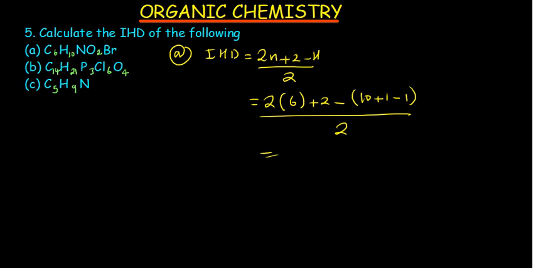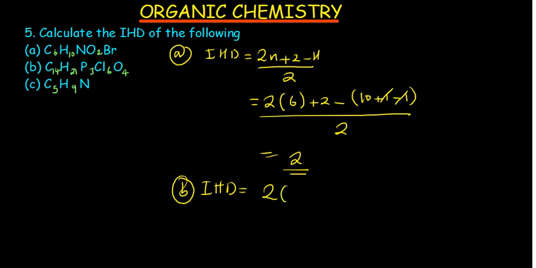This is going to give us, of course, this and this will cancel. 2 times 6, that is a 12, plus 2, 14, minus 10, that is going to be 4 over 2, that will be a 2. So that is going to be it. Now let's consider B. So for B, that is going to be IHD being equal to 2. We are substituting again in the same formula.